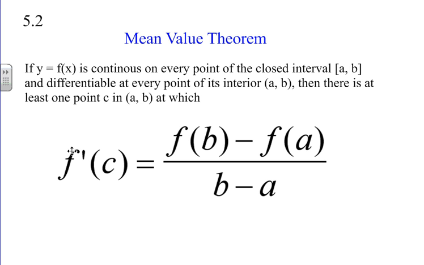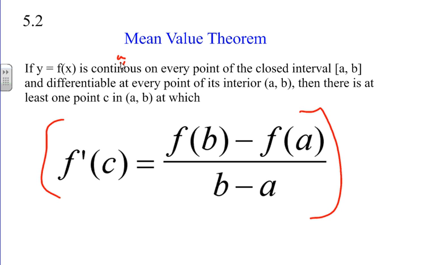So the mean value theorem, if you find it in a calculus book, says if y equals f of x is continuous on every point of a closed interval a to b, and differentiable at every point of its interior open interval a to b, then there is at least one point C in (a, b) where the derivative f prime of C will equal f of b minus f of a over b minus a.